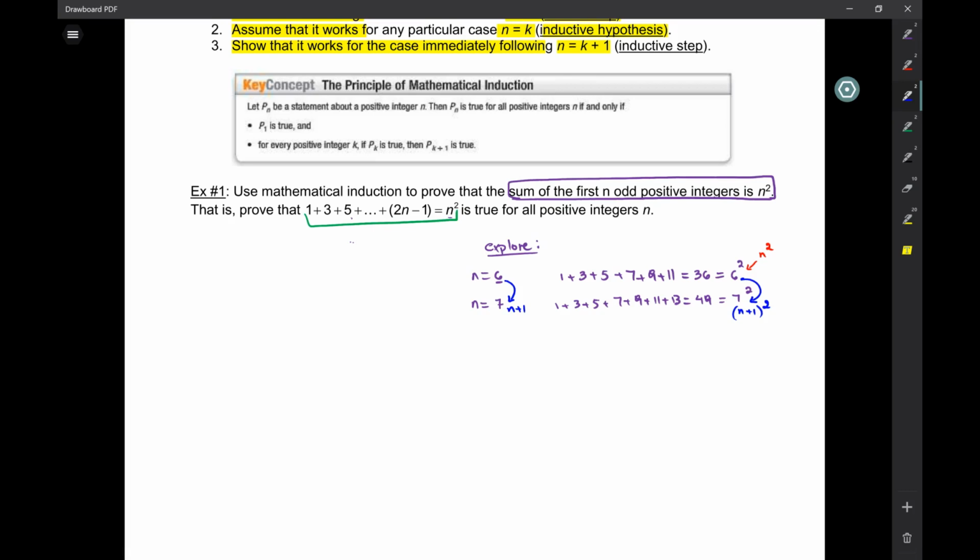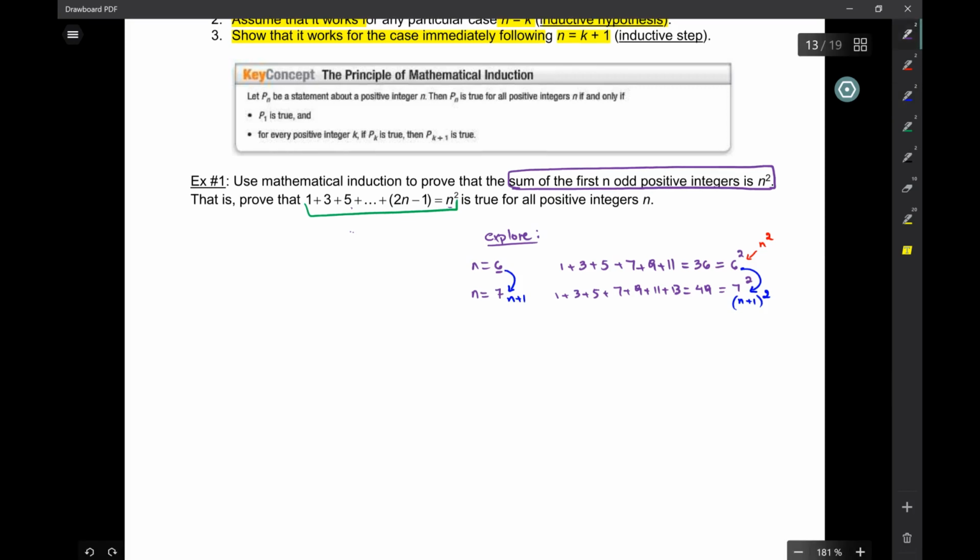So if I said n equals 6, then I could write it as n squared. Okay? But now I switch to n plus 1 for 7. So how can I write 49? How can I write 7 squared in terms of n? It's n plus 1 squared. All right? So do you see how it's happening for this one? All right. So now that we've explored this a little bit, let's start our proof.